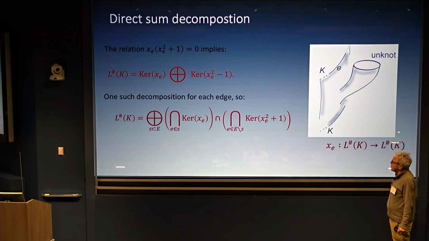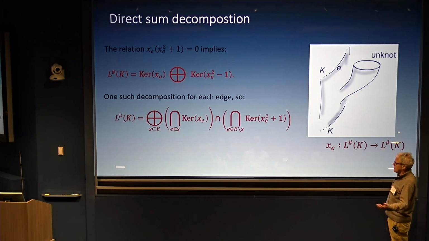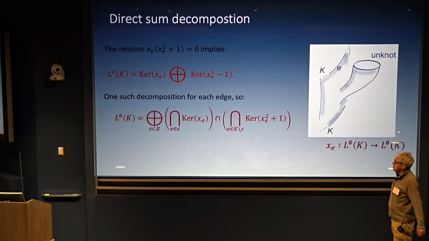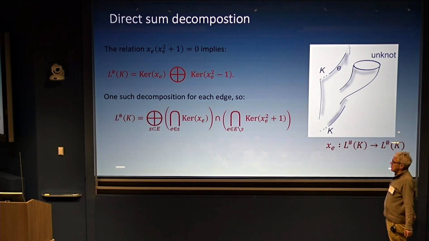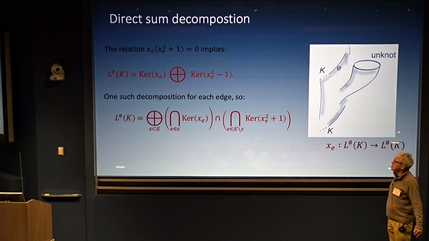That's hard to read, but I give you some subset of the edges, call it S. For every edge in that subset, I look at the kernel of x. For every edge not in that subset, I look at the kernel of x squared plus 1. Take all the intersections. So if there are k edges, then there's 2 to the k subsets, and there are potentially 2 to the k different summands in that decomposition of L sharp of k.